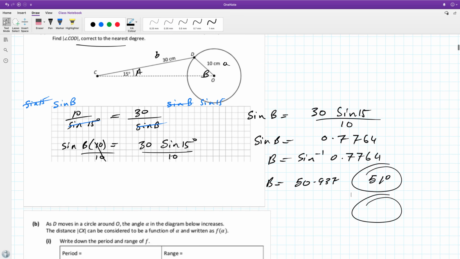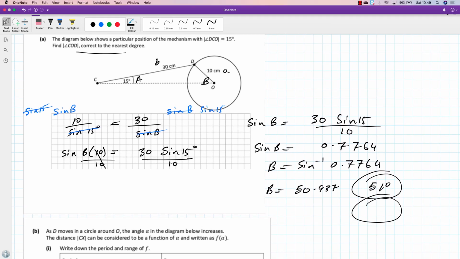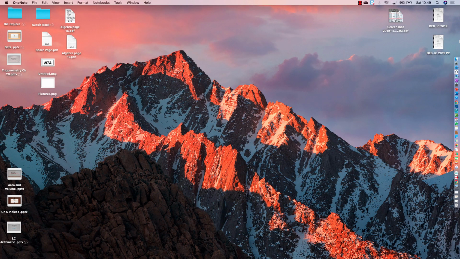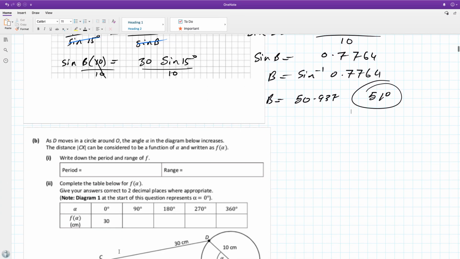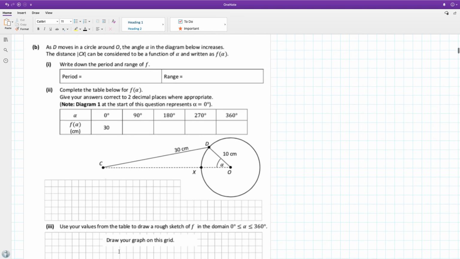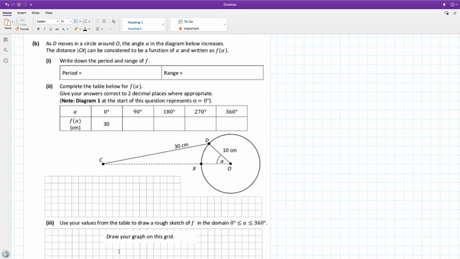Right, next part of the question. Told you. So, as D moves in a circle around O, the angle alpha in the diagram below increases the distance CX and can be considered a function of alpha, written as f of alpha. Write down the period and range of f and complete the table below for the function of alpha.